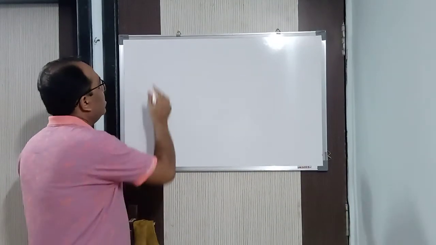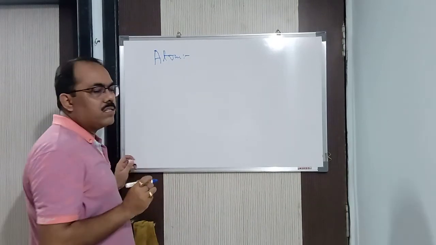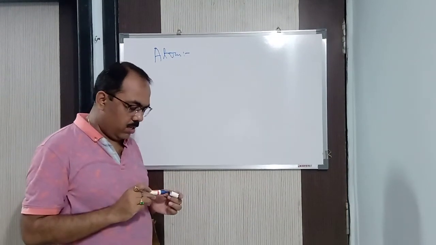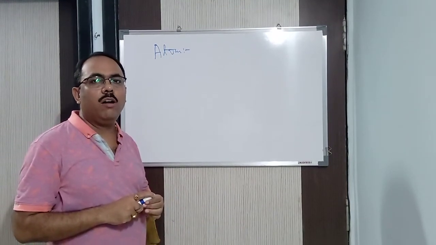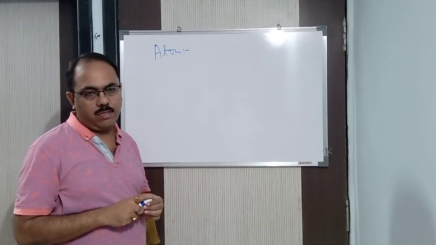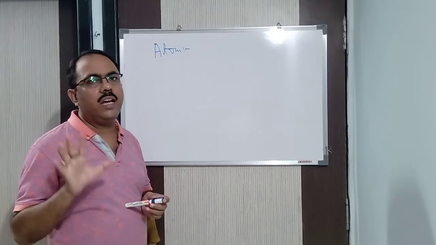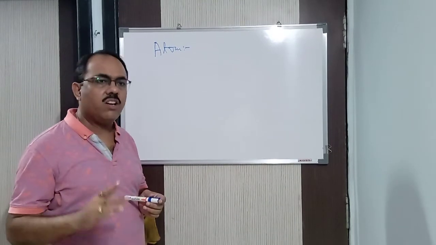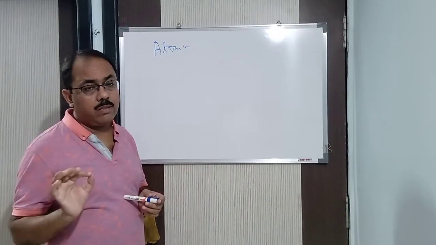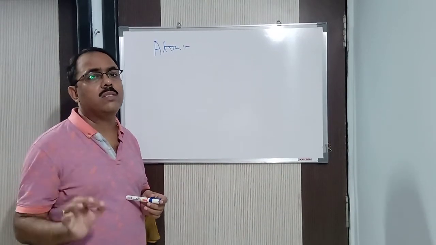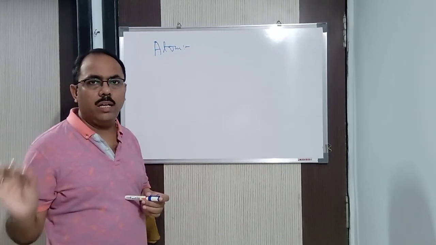Atom. Now, what is an atom? First, you write the definition of an atom. Atom is the smallest part of an element which may or may not have an independent existence. It means an atom may exist or may not exist independently. Write down the definition: an atom is the smallest part of an element which may or may not exist independently.